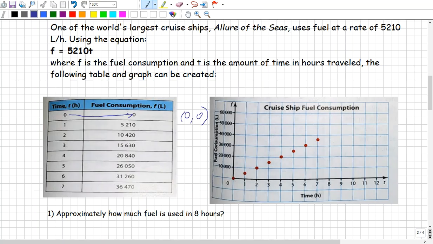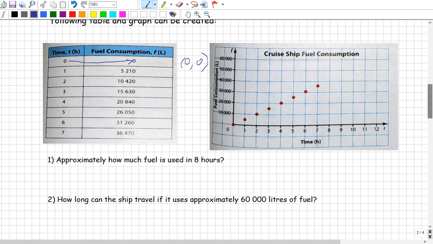So some questions you might be asked about this are, like the first one, approximately how much fuel is used in 8 hours? If it continues on this pattern, and I'm drawing these dots, in 8 hours, that's the next one over along the bottom, 7, 8. If I plot the red dot, where would it go? Because this is a straight line, it would go roughly about there. And what does that correspond to? About 40,000. So I'll do a little tilde, which means roughly or about, and that would be around 40,000 liters.